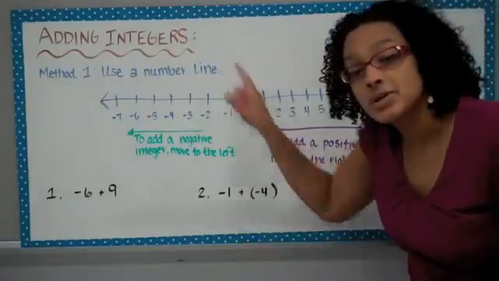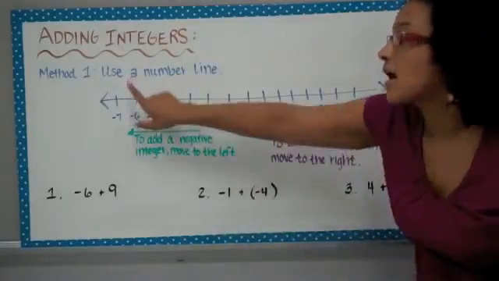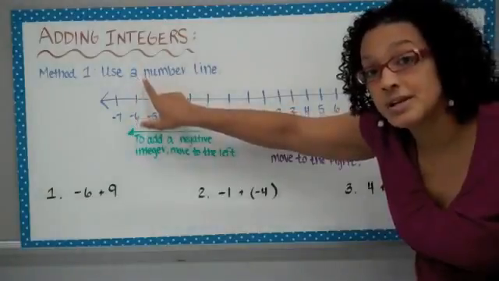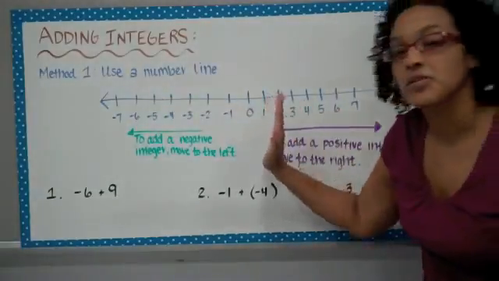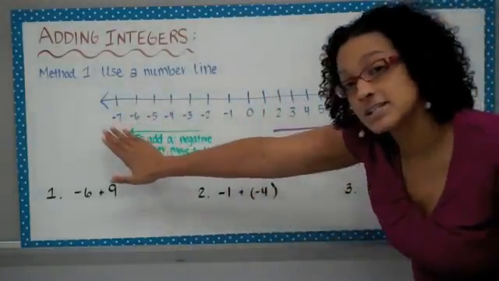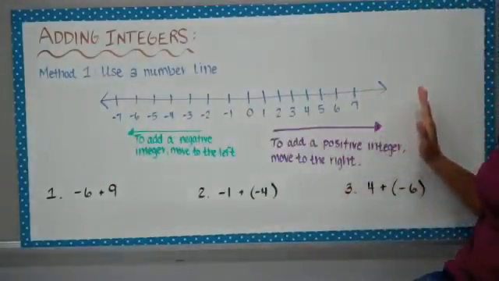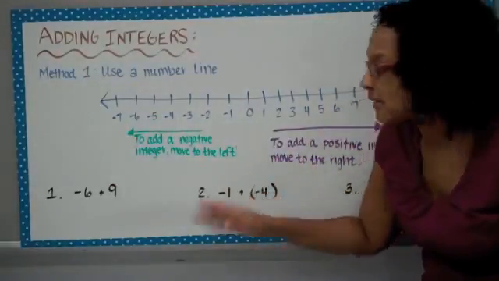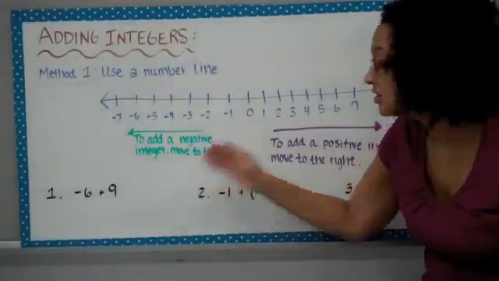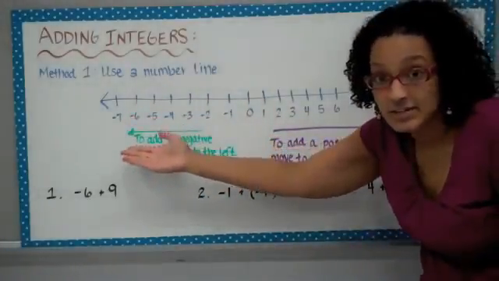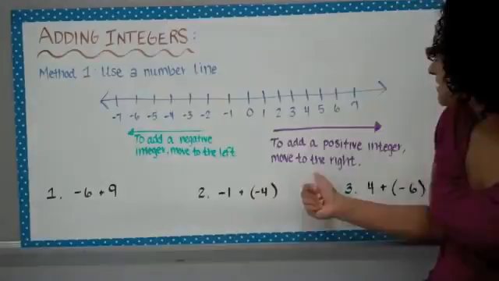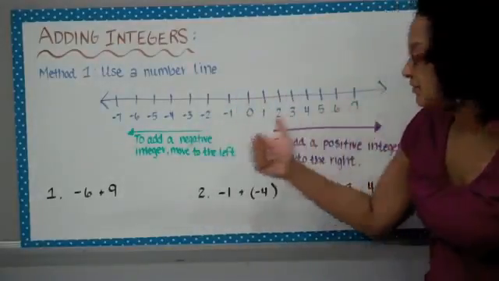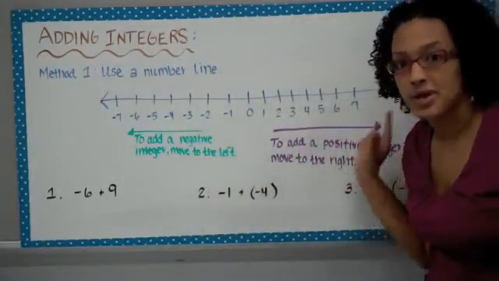Alright, so the first thing we're going to start with is adding integers. Our method 1 is to use a number line. So when you think about the number line, we've got the negatives to the left and the positives to the right. The easy thing to remember is if you're adding a negative integer, you go to the left. That's where the negative integers are. If you're adding a positive integer, you move to the right. Easy to remember because the positive integers go to the right on the number line.